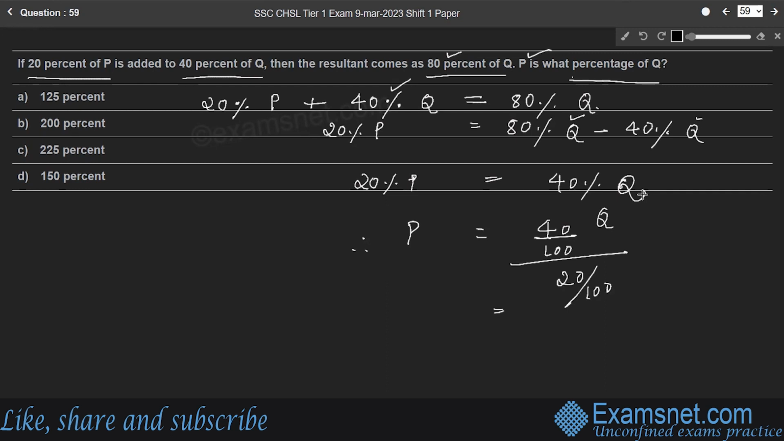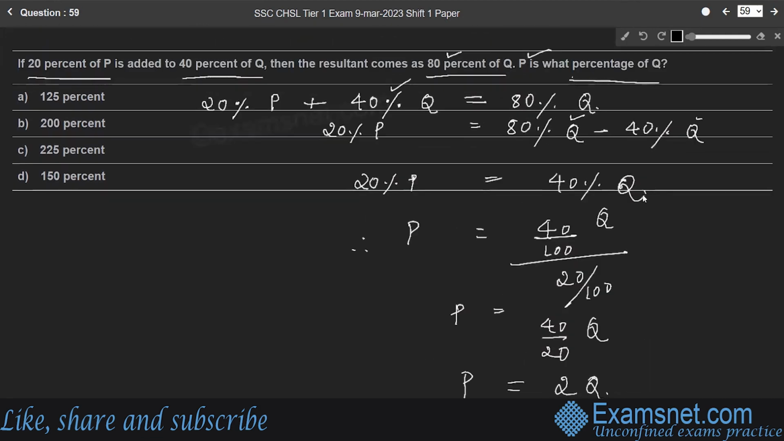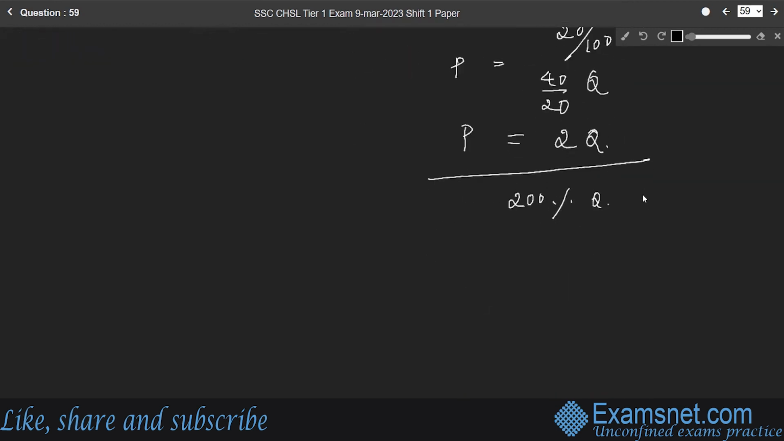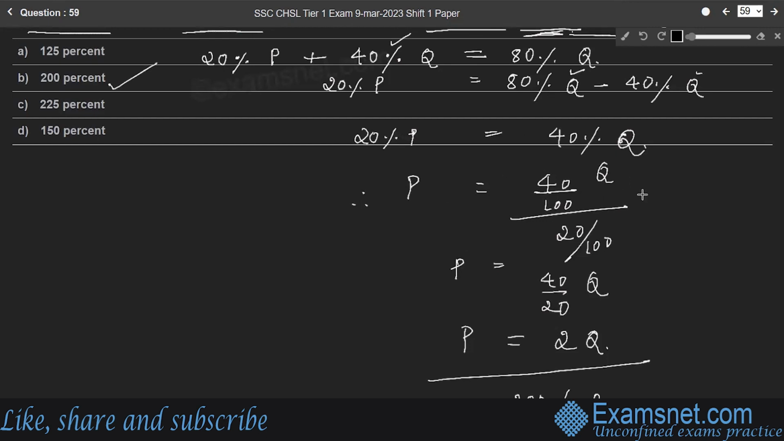So 100 and 100 will get cancelled. So 40 by 20 Q. P is equal to 40 by 20 Q, which is nothing but 2 times Q. So P is twice Q, which is nothing but 200% of Q. The question is, P is what percentage of Q? P is 200% of Q. Therefore, looking at the options, option B is the right answer.